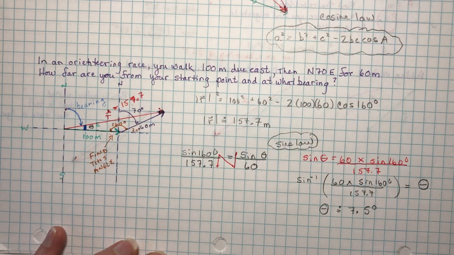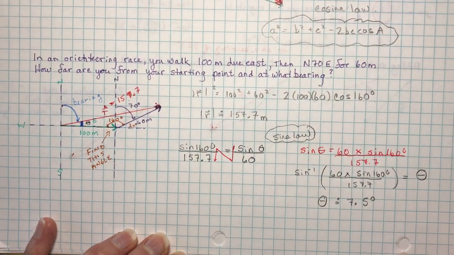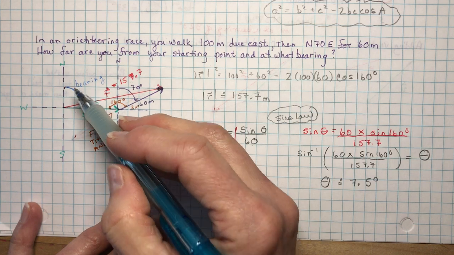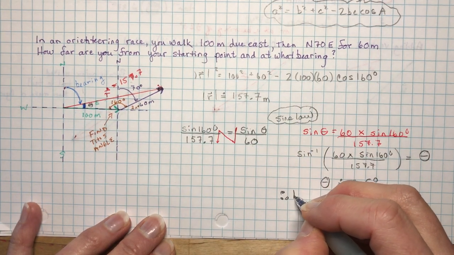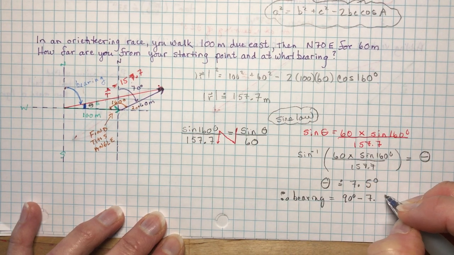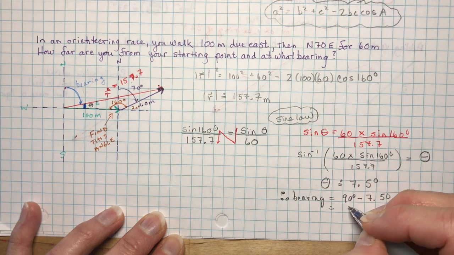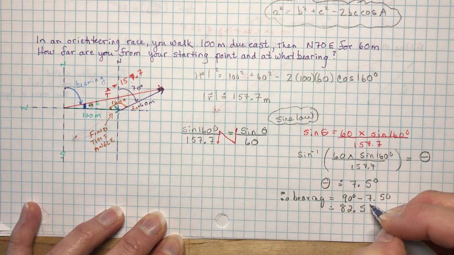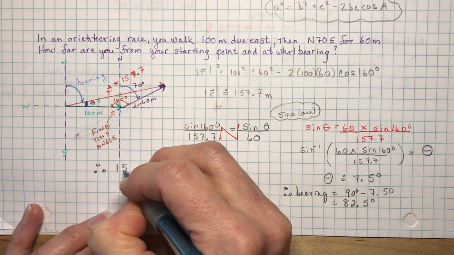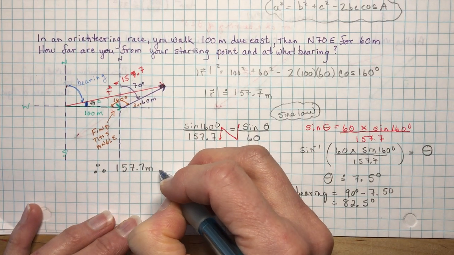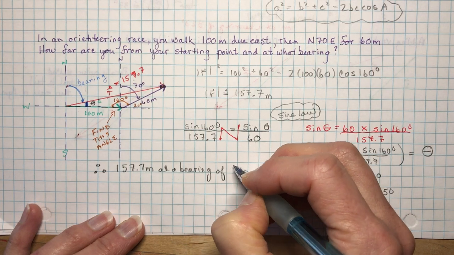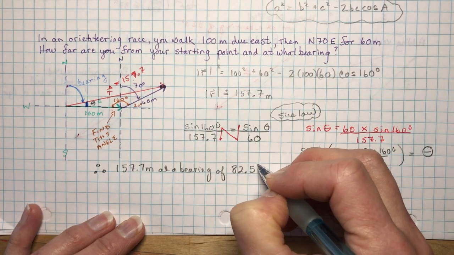So you could do that on your calculator. Oh, am I off the page? Nope, I'm good. Okay, so I've got this angle here is 7.5, so the bearing from here to here, therefore the bearing equals 90 degrees minus 7.5, and that's going to be about 82.5 degrees. And then you would have a nice concluding statement, therefore your resultant is 157.7 meters at a bearing. Now they asked for a bearing, so that's why I'm giving a bearing of 82.5 degrees.